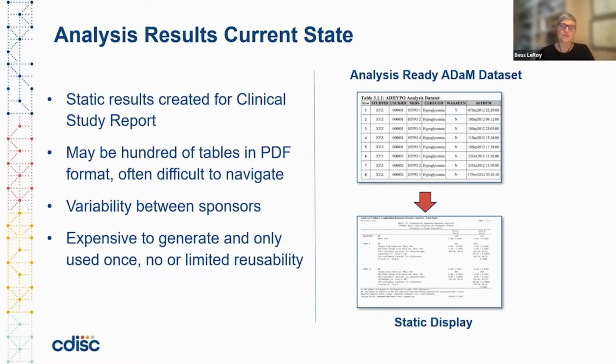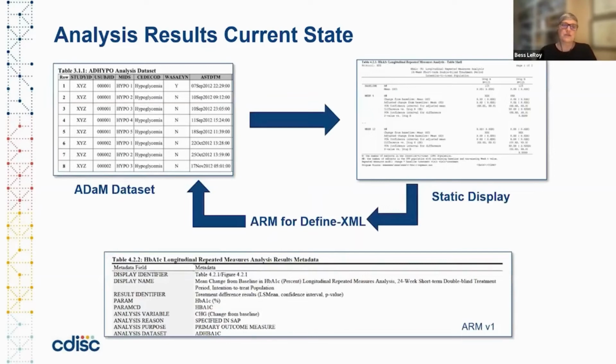We've even seen in our project, like, are you going to indent once or twice? Things that, again, don't impact the results, but then you see that variation. And it's expensive to generate these when you're just putting them in the static display. So there's not a lot of reusability. Next slide, please. So I do want to mention that we do have ARM analysis results metadata for define XML as kind of a limited way to currently document metadata. This is done usually after the fact.